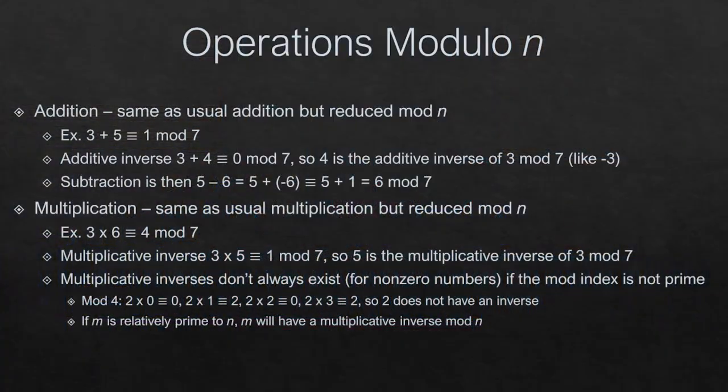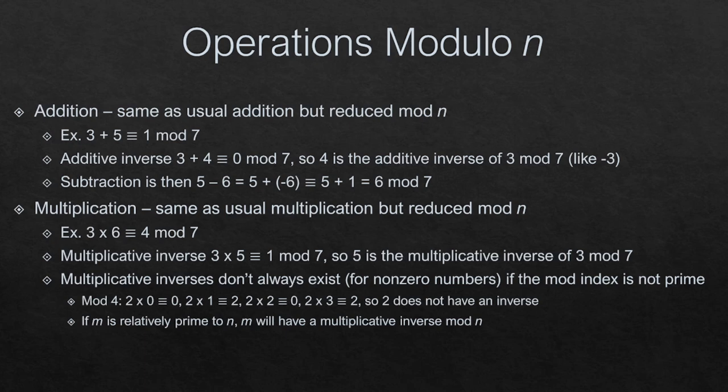You can also do multiplication mod n. For example, 3 times 6, again we're working mod 7. 3 times 6 is 18 normally. But 18 is 14 plus 4, so the remainder is 4. So 3 times 6 is equivalent to 4 mod 7.